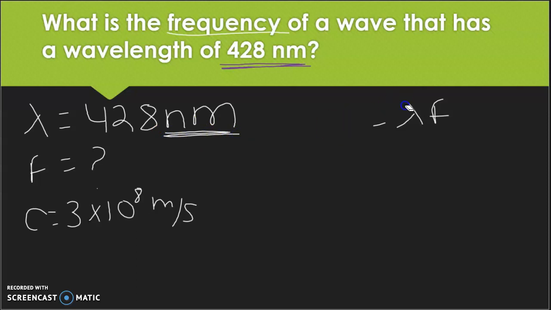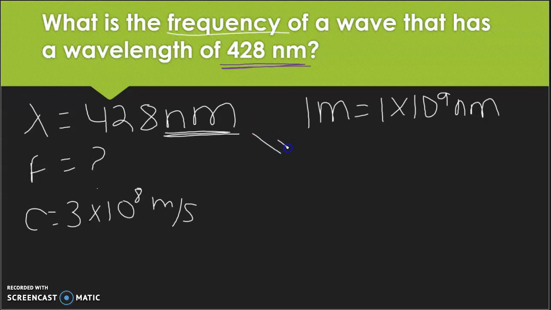meters. So I'm going to erase this. There's a conversion that you probably want to jot down. 1 meter equals 1 times 10 to the 9 nanometers. Nanometers are super small compared to meters. So there's a lot of nanometers in 1 meter. And so we're going to use that conversion in dimensional analysis to change nanometers to meters.